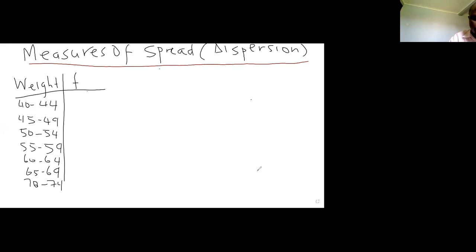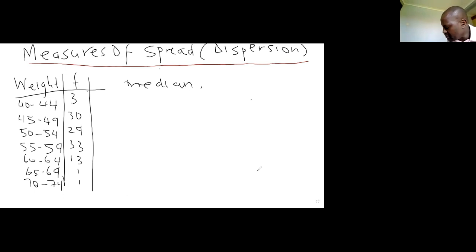This is 70 to 74. When the frequency is 3, 30, 29, 33, 13, and 1, 1. So I want us to calculate the median weight. So the question, if you check like last year, median weight and interquartile range. Somebody just says this and it will have confused some people. So I say calculate the median and the interquartile range.